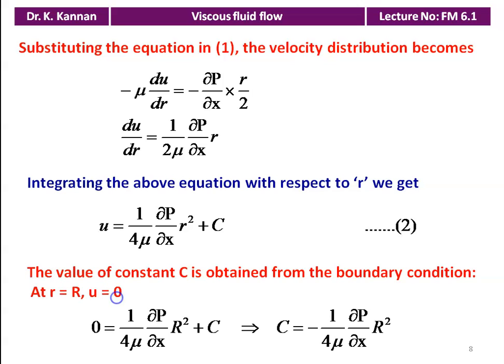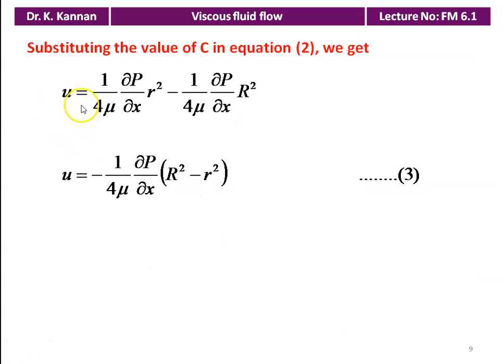Substituting u equal to 0 at r equal to capital R, we get 0 equal to 1 by 4 mu dou p by dou x into R square plus c. So c equal to minus 1 by 4 mu dou p by dou x R square. Now you substitute the c value in the second equation, you will get the velocity distribution. So the velocity distribution becomes 1 by 4 mu dou p by dou x r square minus 1 by 4 mu dou p by dou x capital R square. Taking common, you can combine the terms: u equal to minus of 1 by 4 mu dou p by dou x into capital R square minus small r square.